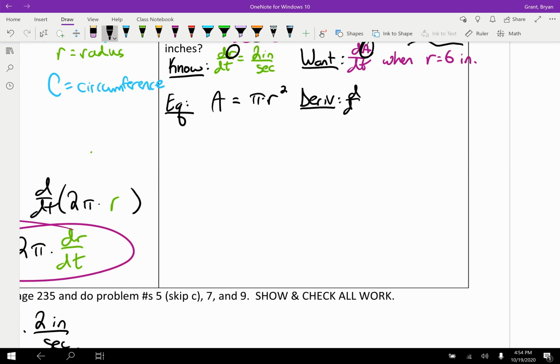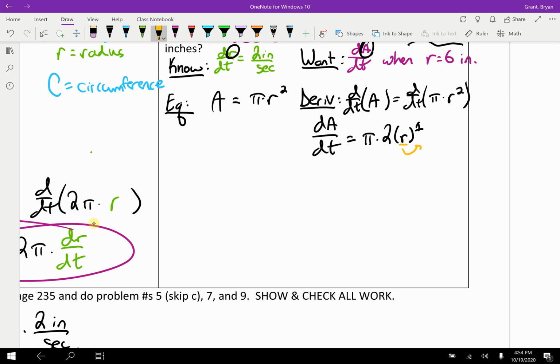The derivative is, of course, taking the derivative d dt of each side. Get used to it, you're going to be using it a bunch the next couple of days. d dt of A and d dt of pi times r squared. Well, d dt of A is going to be dA dt, the change in the area as time changes. d dt of pi times r squared, pi is a constant. The derivative of r squared, 2 comes down, r stays the same to the first power. But I said the magic word, r stayed the same, so we need to multiply by the derivative of r with respect to t, which will be dr dt.